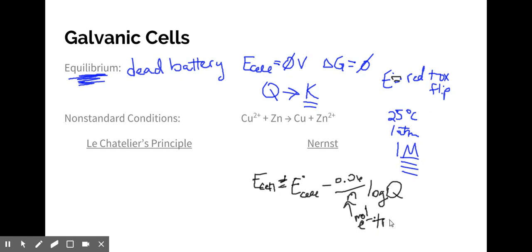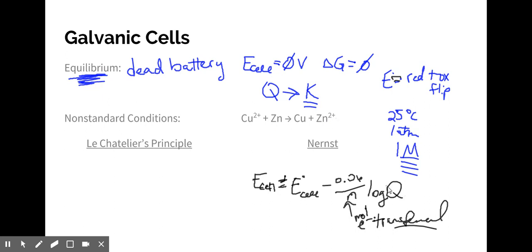Sorry, I got a tablet so I could write better, and it's not helping me. So I'm just going to write in gibberish cursive. So moles of electrons transferred, and where I find that is from my balanced reaction. Remember, it's the number of balanced electrons that you have. In this case, it would be 2 for my moles of electrons transferred.